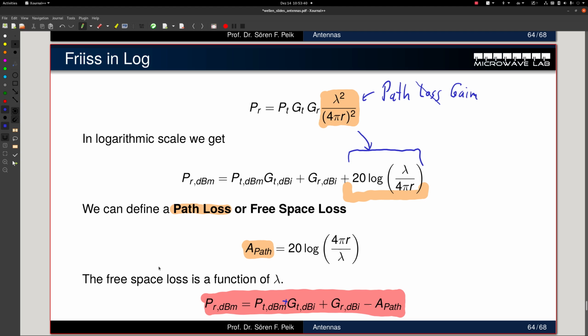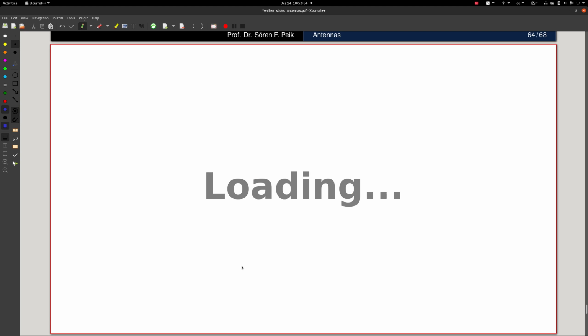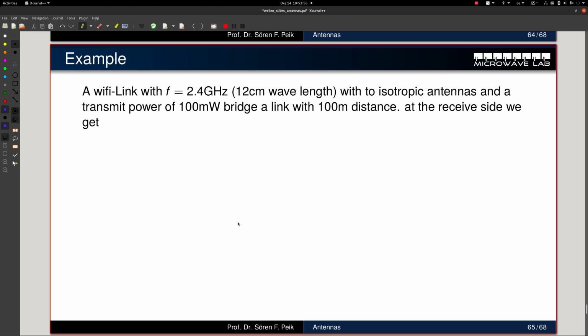Okay, that's my Friis formula. And the Friis formula is our friend for calculating a complete wireless communication link, when we know the two antennas, the transmit power, the distance, and the frequency. So I have an example here. Let's make a small stop here.